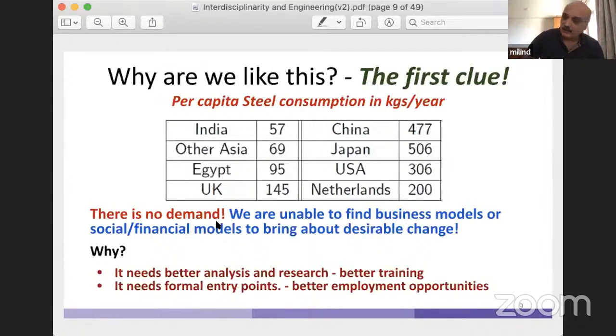So we really need to do better. How do we do it? We need better analysis. Why are things going wrong? That needs research, and that should translate into better training for our engineers. The second point is that we need better formal entry points. Even if you have a great solution, the railways should be able to absorb it, or you should be able to approach the railways and say, here's my plan, why don't you evaluate it and then give me a job, or give my company a job? These are the two things we need to do.